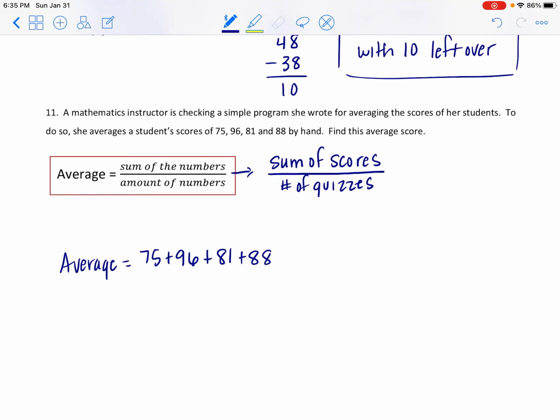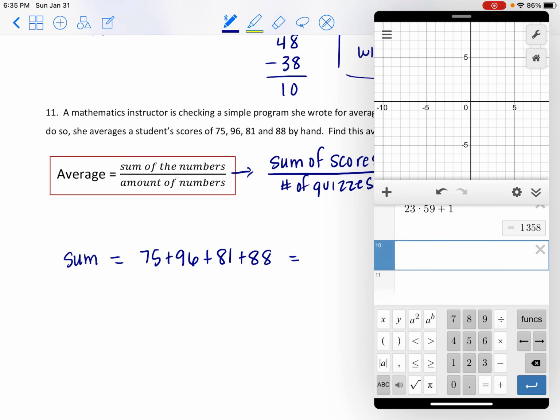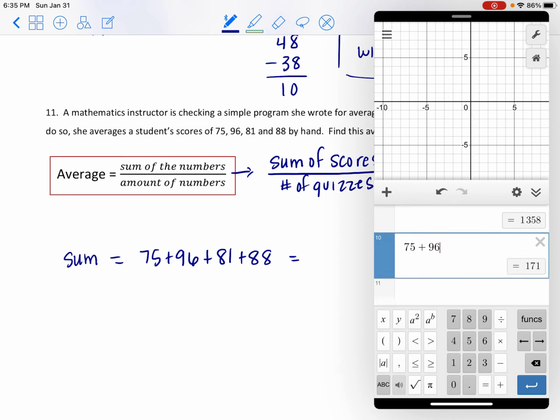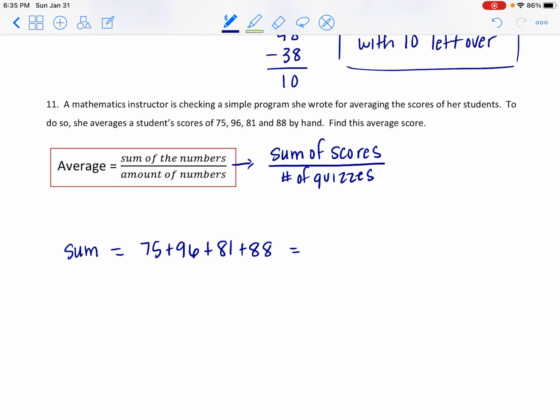Let's figure out this part. Actually, let's call this the sum. Okay, the sum is, I'm going to go ahead and use my calculator because I just don't feel like adding all these things, and I'm sure you don't either. 75, 96, 81, and 88. Okay, so 340 is the sum. So the sum is 340.